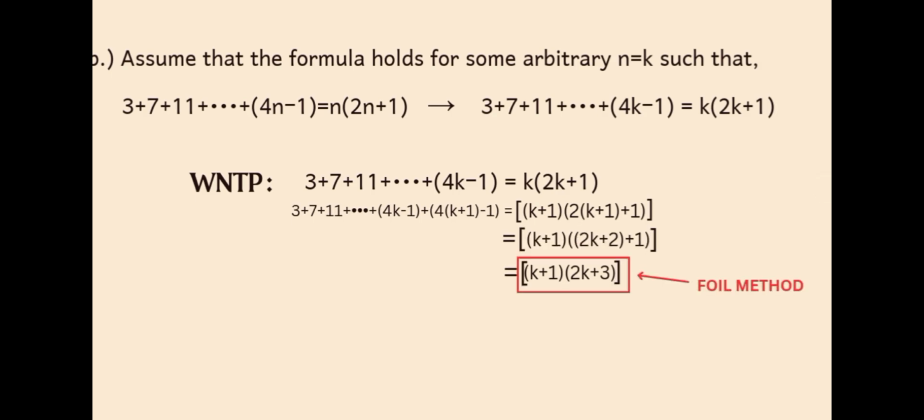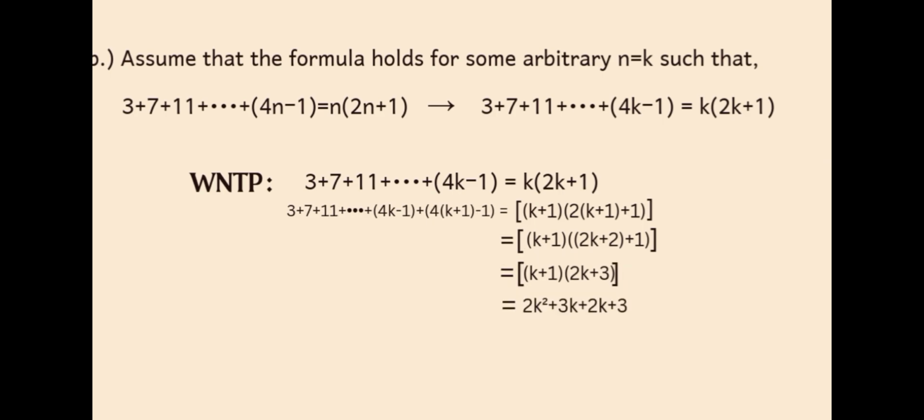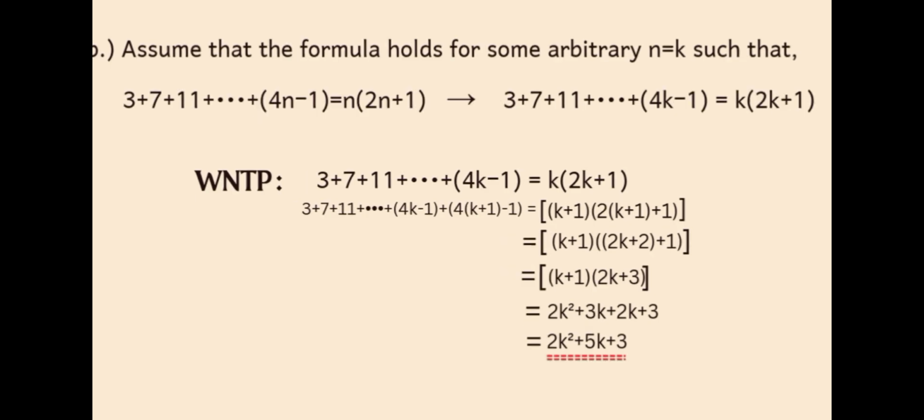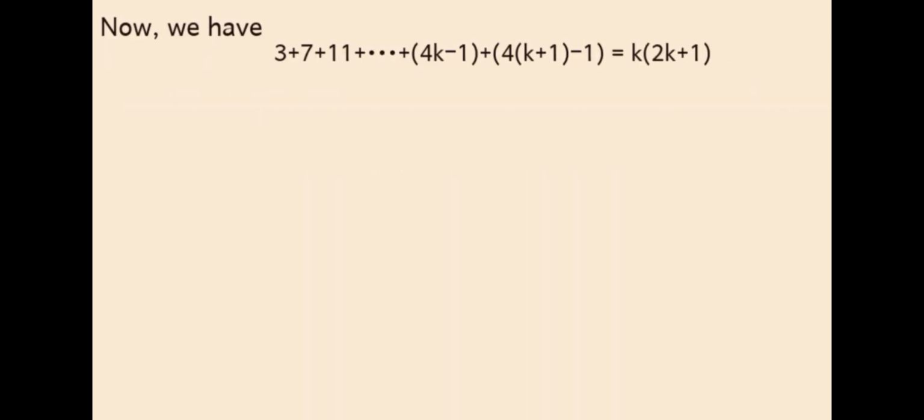By FOIL method, we expand the binomial expressions, which are k plus 1 and 2k plus 3. We'll have 2k squared plus 3k plus 2k plus 3. By adding the like terms, which are 3k plus 2k, we'll have 2k squared plus 5k plus 3. Now that's what we need to prove: 2k squared plus 5k plus 3.